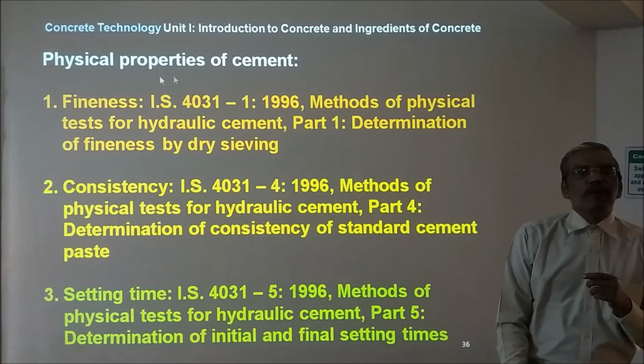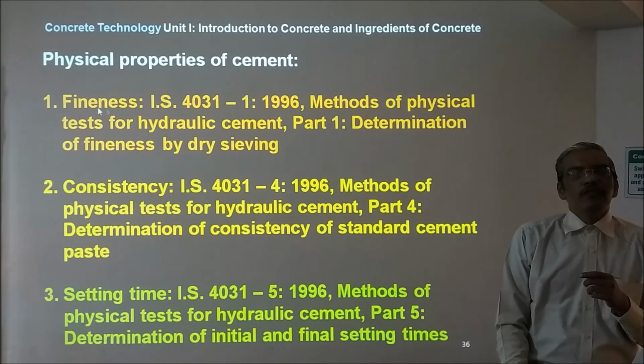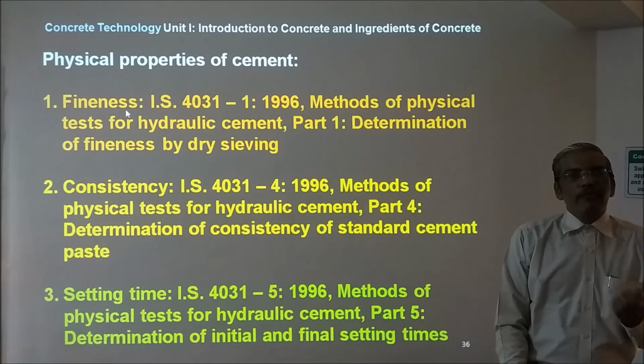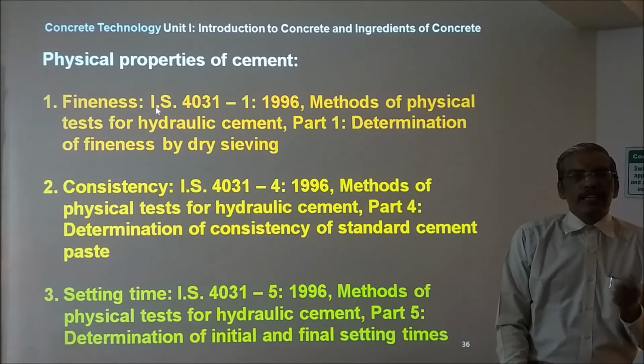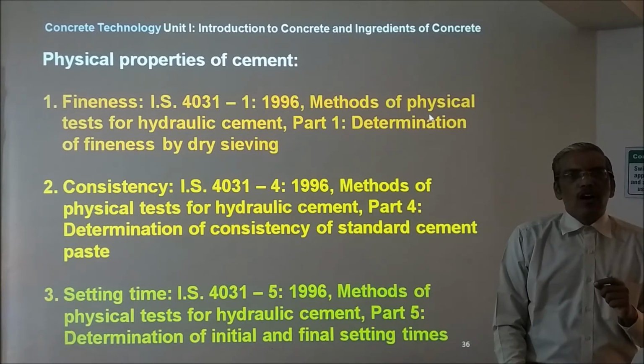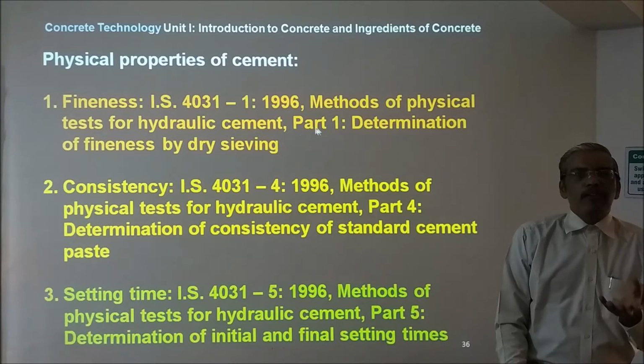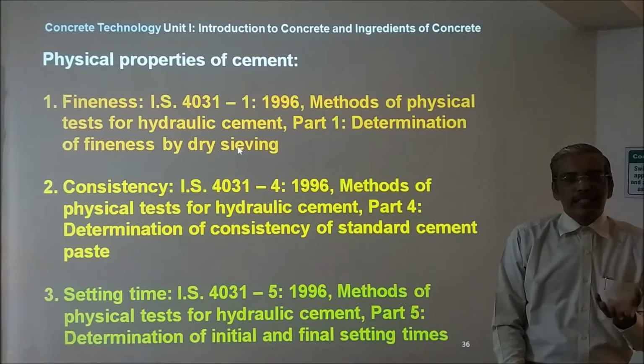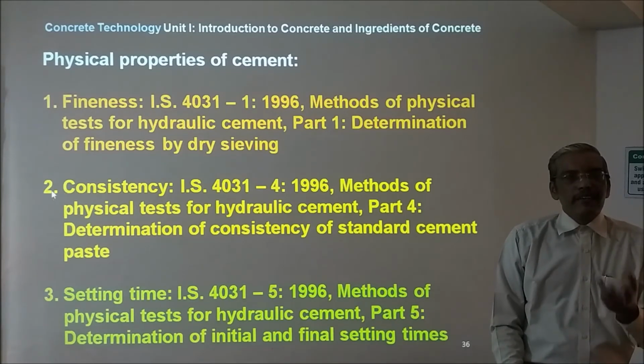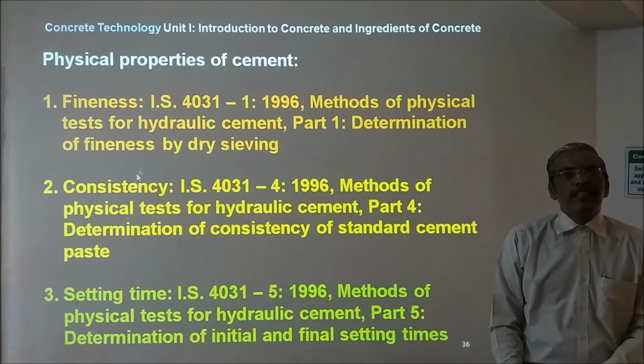So the physical properties of cement, first is fineness. For that we have to refer to the Indian Standard Code, that is IS 4031 Part 1. It is published in the year 1996. The title is Methods of Physical Test for Hydraulic Cement. Part 1 includes determination of fineness by dry sieving. Then the second physical property is consistency.